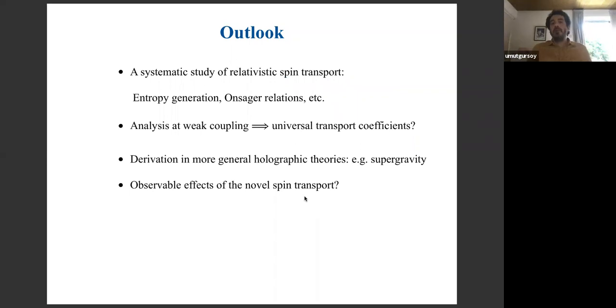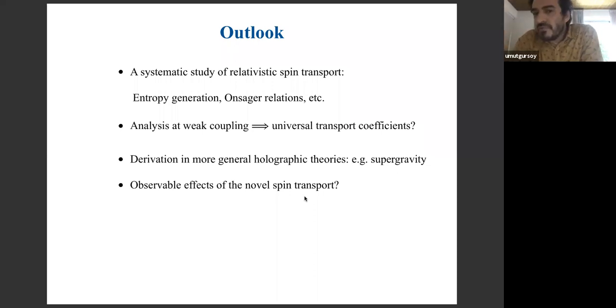So, well, the work left to do is to do a systematic study of relativistic spin transport: deriving the entropy generation, the entropy current, demanding that it's positive definite, setting some of these spin transport coefficients to zero, studying the Onsager relations between different spin transport coefficients, etc. So all of that remains to be done, and to do some analysis at weak coupling.